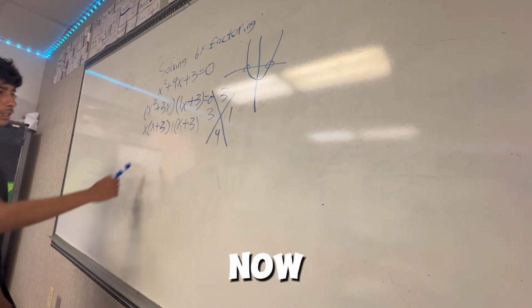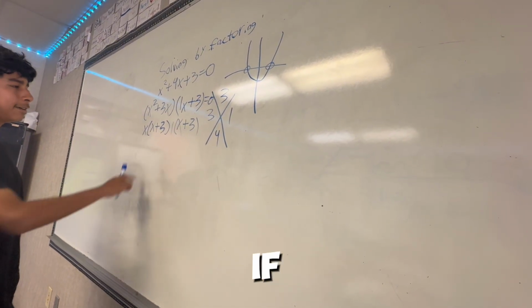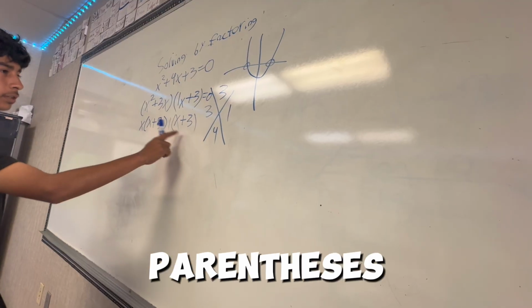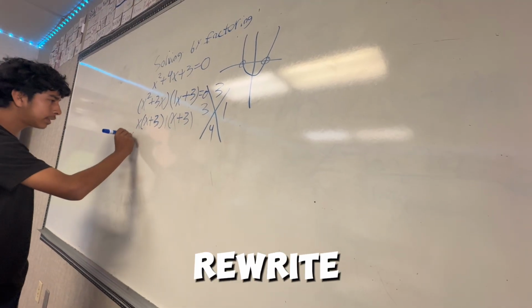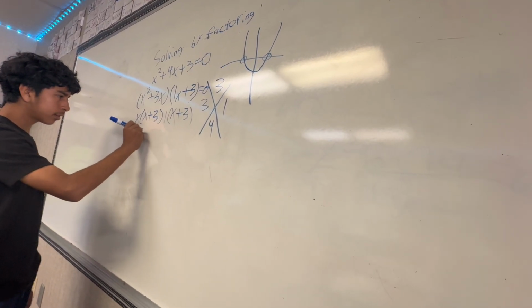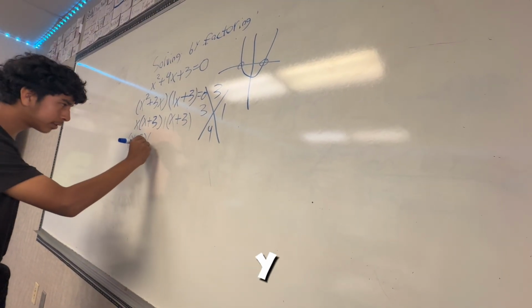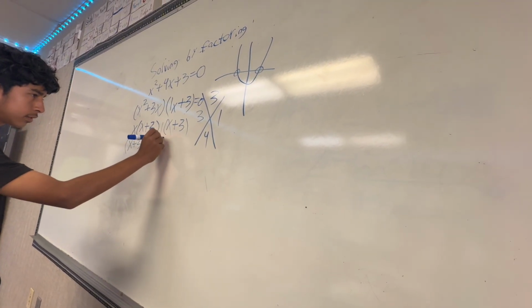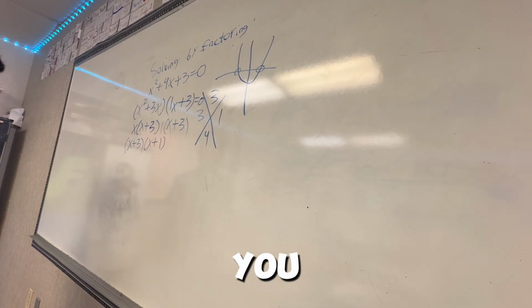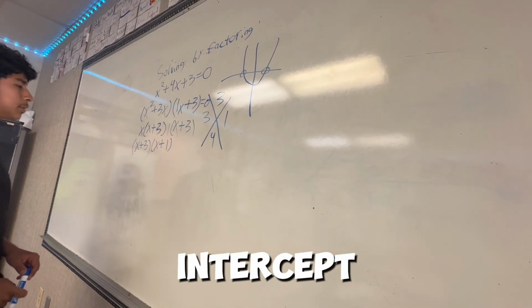Alright. So now, you know if you did it right if the terms in the parentheses are the exact same. So just rewrite that. And then look at the terms on the outside. So it's x and 1. So just write x plus 1. Alright, now you solved it, but now you have to find the x-intercept, right?